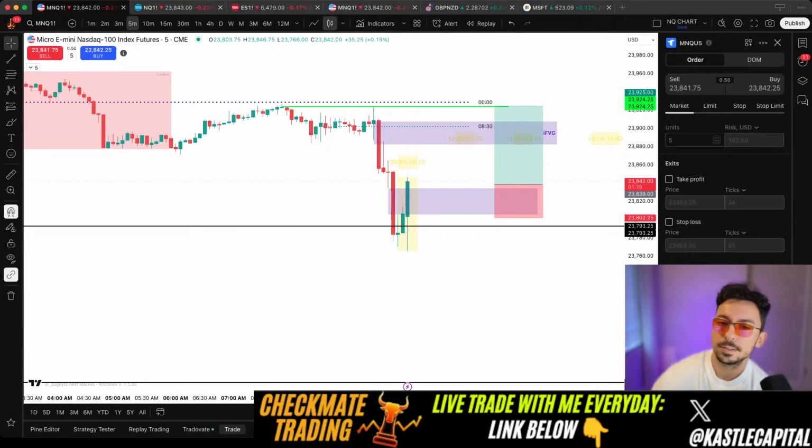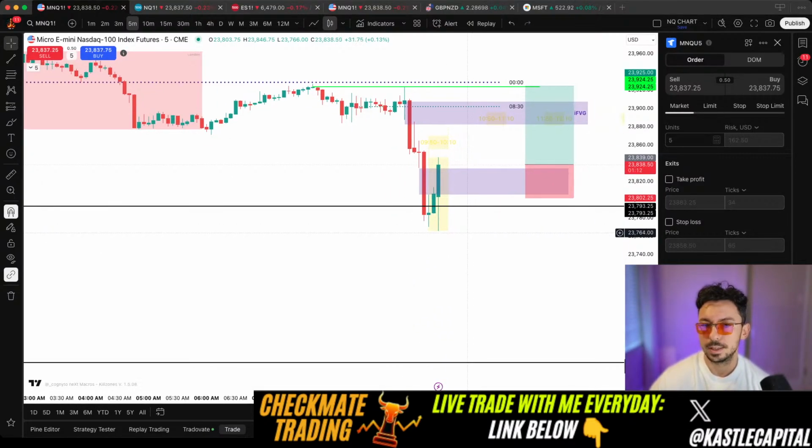Okay, so we got 2 minutes left. I think this is going to hold this area. And then I'm expecting to see a rejection. I think this is a classic day where we could potentially get big sells.